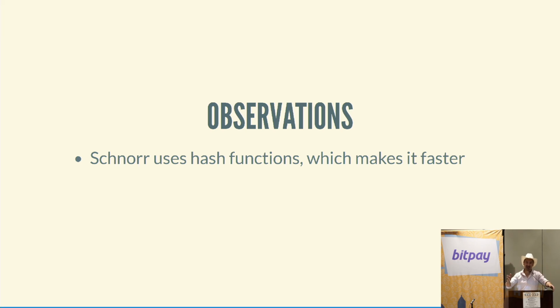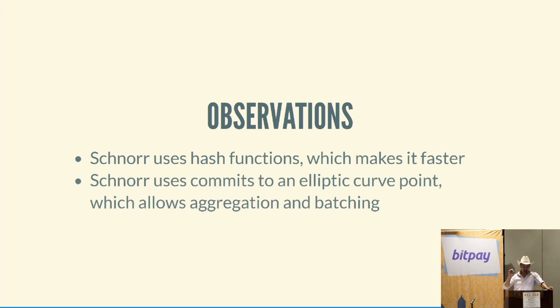Well, that's one of the keys, is that for a full node, when you're running Schnorr, you don't have to do all of this division, which is very CPU intensive. Instead, you can use hash functions, which are a lot faster. The other thing is that Schnorr uses a commit to an elliptic curve point instead of just the x-coordinate. That means that we can do aggregation and batching. And that means really that you can have many signatures combined into one, and many pub keys combined into one, and on-chain you can't tell the difference.